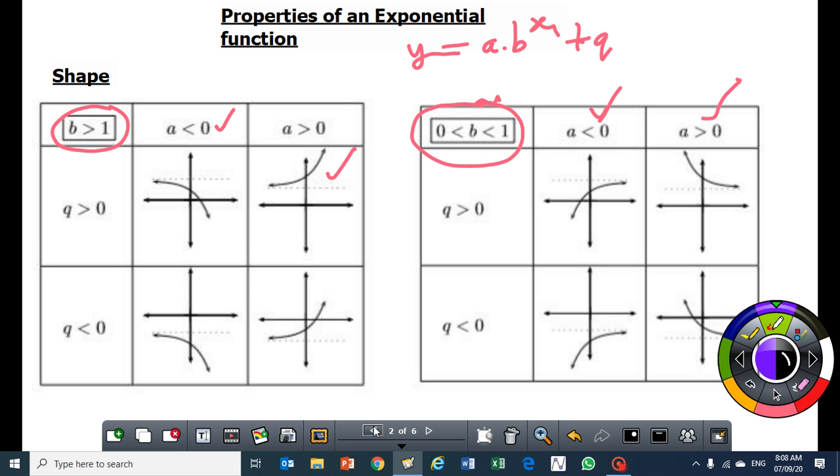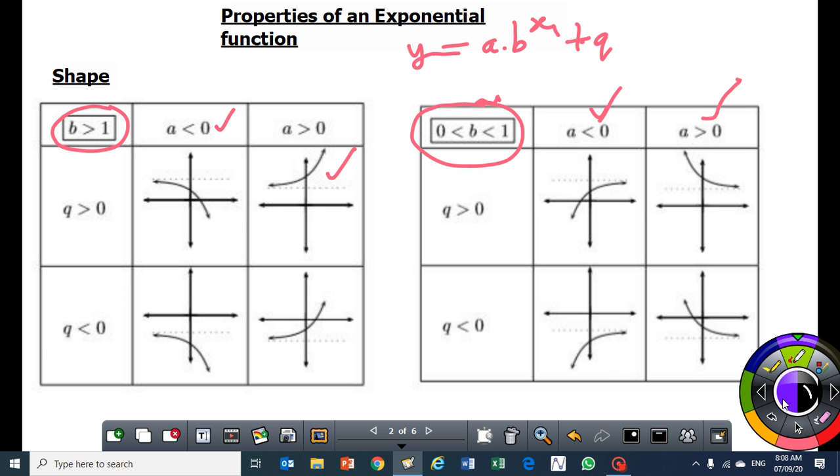When b is between 0 and 1 and a is negative, we have an increasing function. If a is greater than 0, we have a decreasing function. Okay? So again here, the q is negative, but because a is negative, we are going to have an increasing function. Here, a is positive, we are going to have a decreasing function. Okay? So there are two cases when it comes to the exponential function: one when b is greater than 1, and another when b is between 0 and 1.